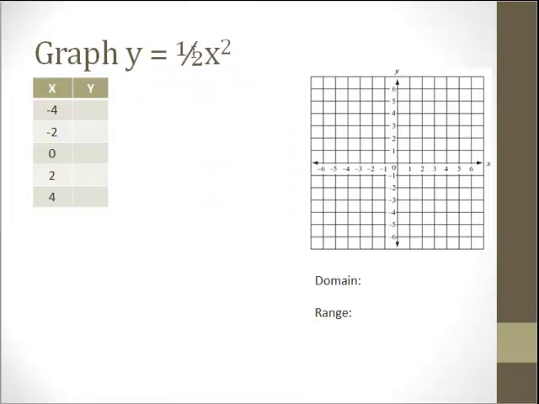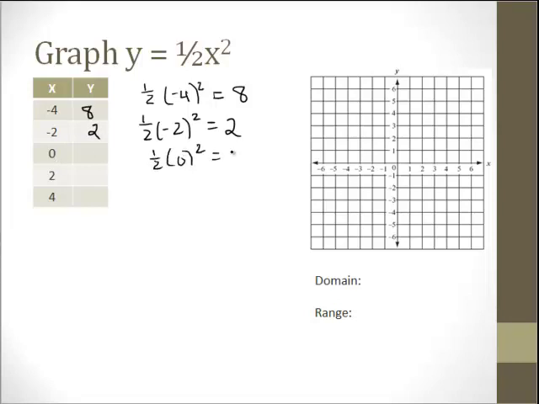So what if we put a 1/2 in front of the function x squared? Well, we're going to have 1/2 times negative 4 squared. Well, negative 4 squared is 16, and half of 16 is 8. So at negative 4 we get 8. What happens when we put a negative 2 in there? Well, negative 2 squared is 4, and half of 4 is 2. Put a 0 in. 1/2 of 0 squared is just 0. 1/2 of 2 squared is half of 4, which is 2. And 1/2 of 4 squared, that's half of 16, which is 8.